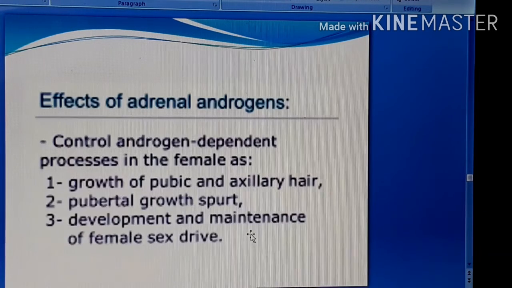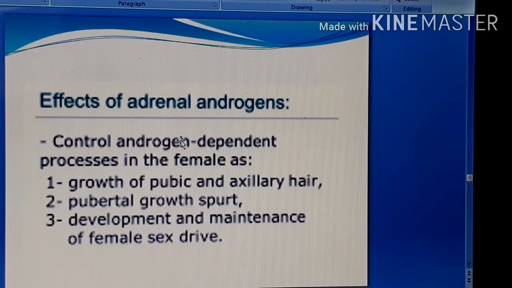Now, what is the role of adrenal androgen in female? As far as estrogen is concerned, its role is quite clear. And the role of androgen in male is also quite clear, but what is the role of androgen in female? This is a question mark.